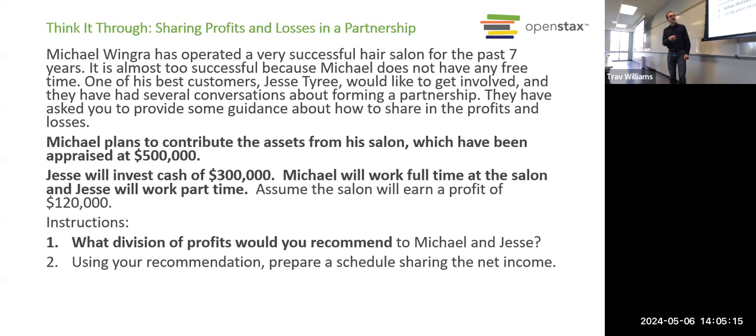Michael would continue working full-time at the salon. Jesse's only going to work there part-time. How should they divide up their profits? What would you recommend? If you were an attorney or an accountant, these guys are coming to you saying, hey, we want to structure some sort of partnership here. We don't know how we should split the profits or the losses. What would you recommend based on the fact that the capital is $500,000 from Michael, $300,000 from Jesse? Michael will work full-time, Jesse will work part-time. What would be fair?